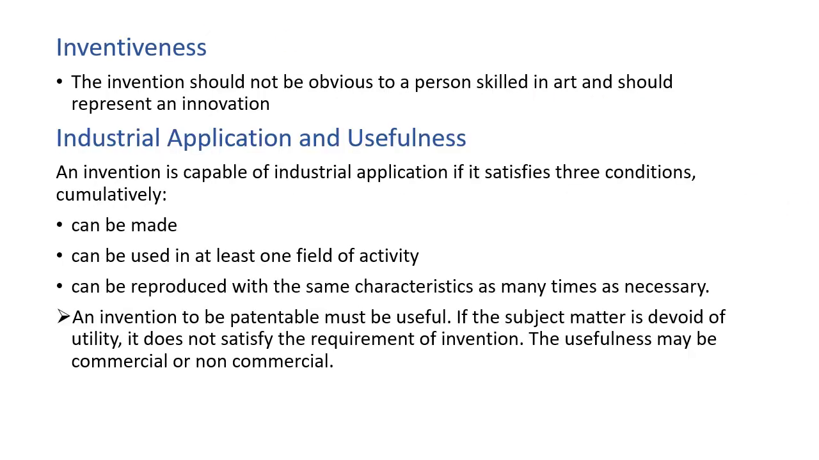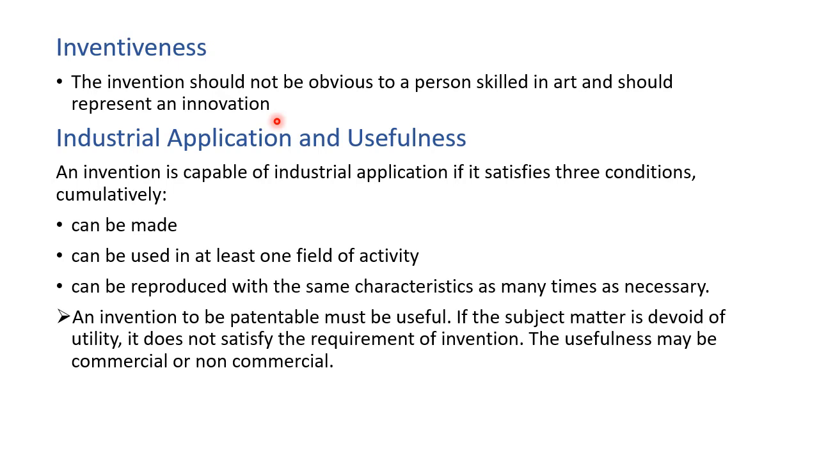Now, the second requirement is inventiveness. Inventiveness means the invention should not be obvious to a person skilled in the art and should represent an innovation. It means we can't claim another use of an already known process to be a novel invention or an innovation. As I already told, it should be novel as well as inventive. It should be an innovation, something extraordinary, completely new and unique.